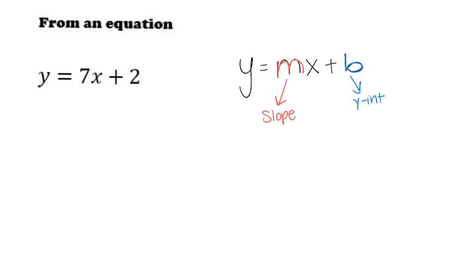Okay? So if you have it written in this form, and note, this form has y all by itself, that number in front of x is always going to be our slope. So in this case, the number in front of x is 7, so our slope is 7.